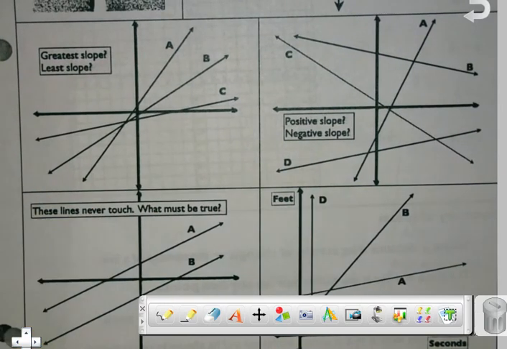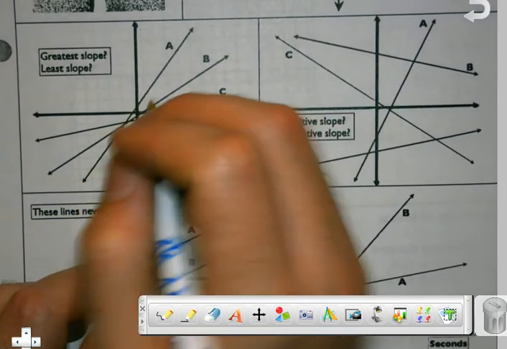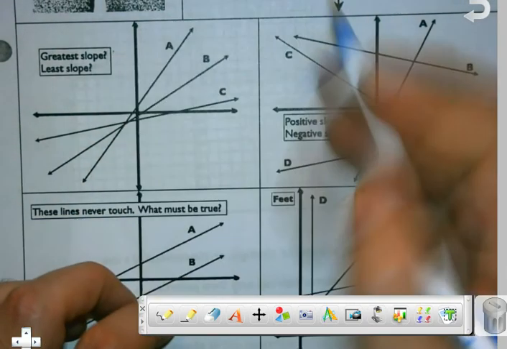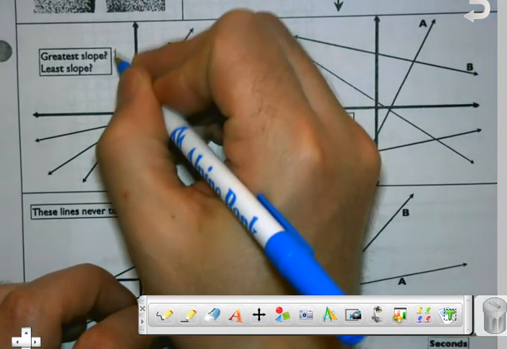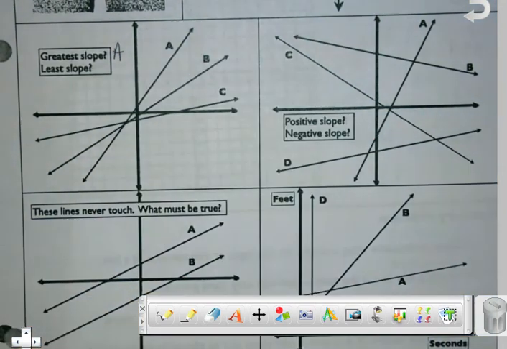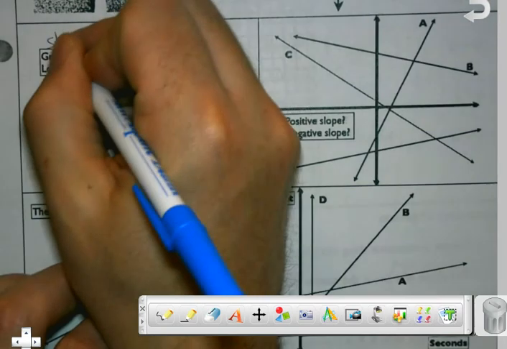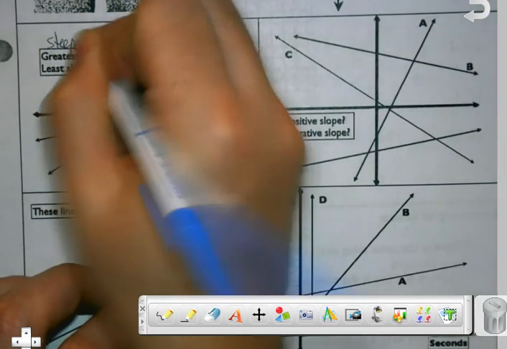So lines A, B, and C all have a positive slope, but which one has the greatest or the steepest slope? Which is the one, if you had to walk up it, would you not want to walk up? Which one of these lines is steepest? Okay. So that has the greatest slope because it's the steepest one.